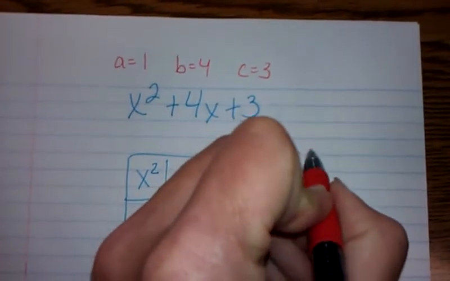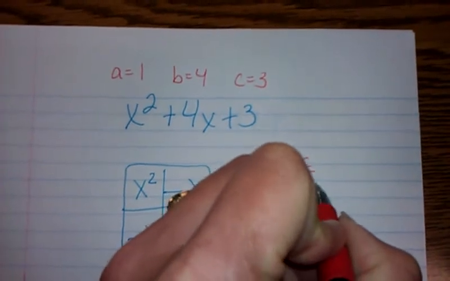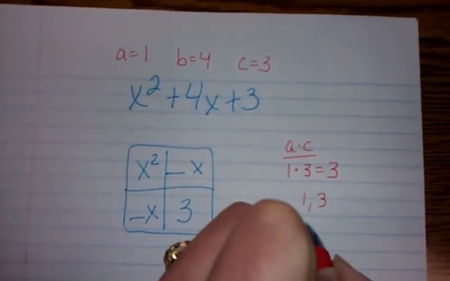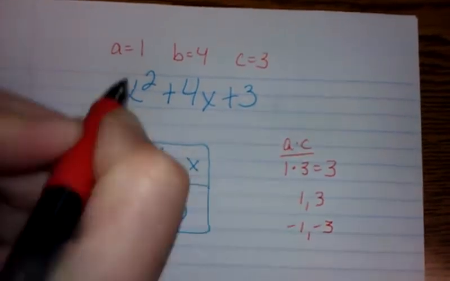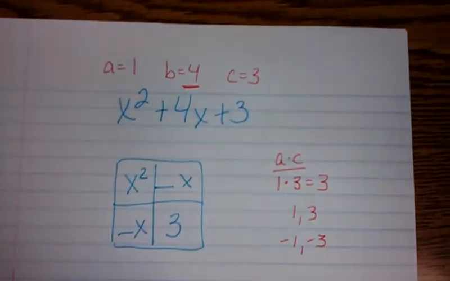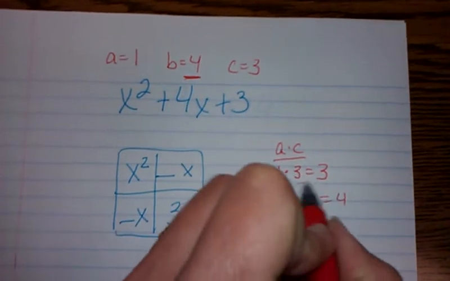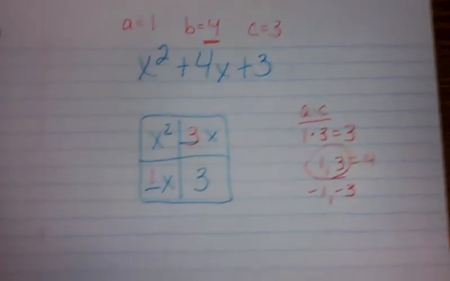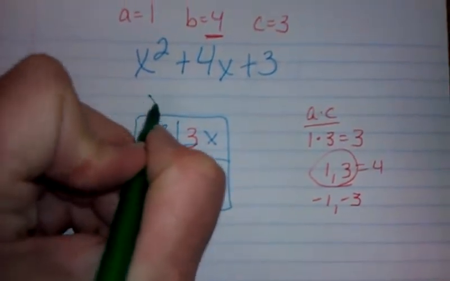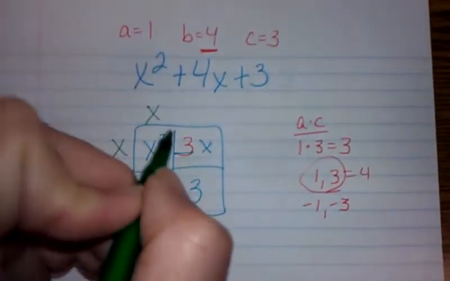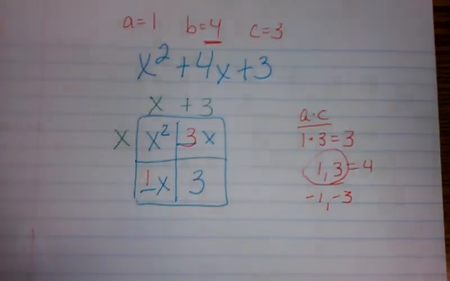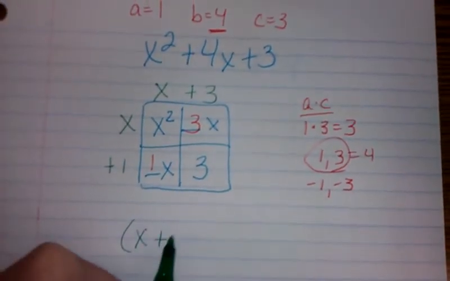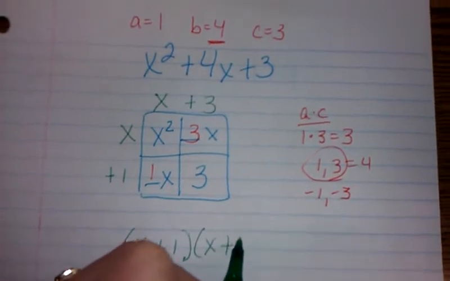Now I have A times C. 1 times 3 is 3. The factors of 3 are 1 and 3, negative 1 and negative 3. I need the factors that add up together to give me 4. Well, here they are: 1 and 3. X squared splits up as x and x. X times what is 3x? Plus 3. X times what is 1x? Plus 1. My factors are x plus 1 times x plus 3.